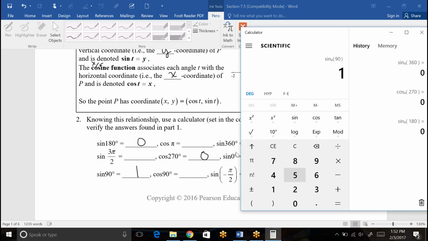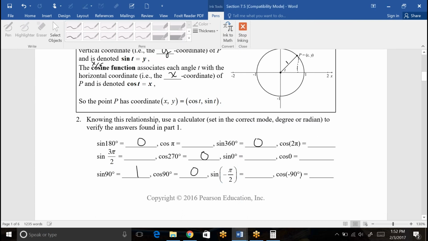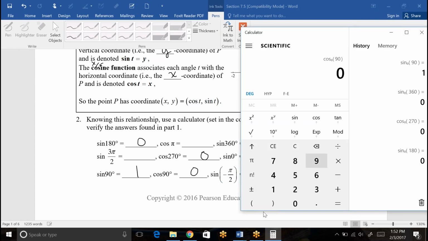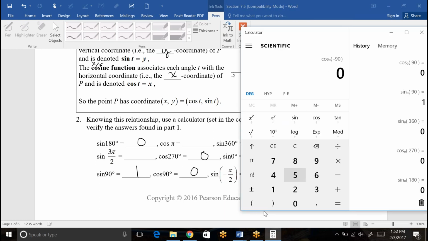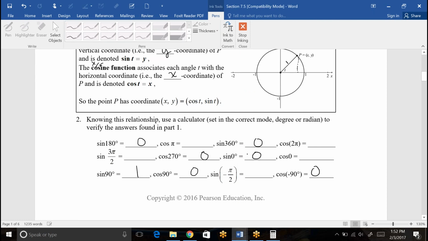So let's see, cosine of 90 I also have, which would be 0. And cosine of negative 90, which is 0. And then we also have sine of 0 degrees. Notice this one's not in degrees. Anytime it's just 0 without a degree symbol, it's actually radians. So sine of 0 degrees is 0. Now you're thinking there's a lot of zeros up here.